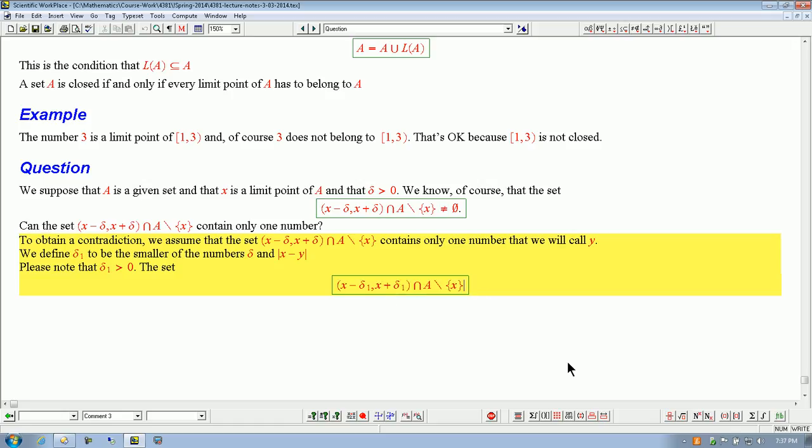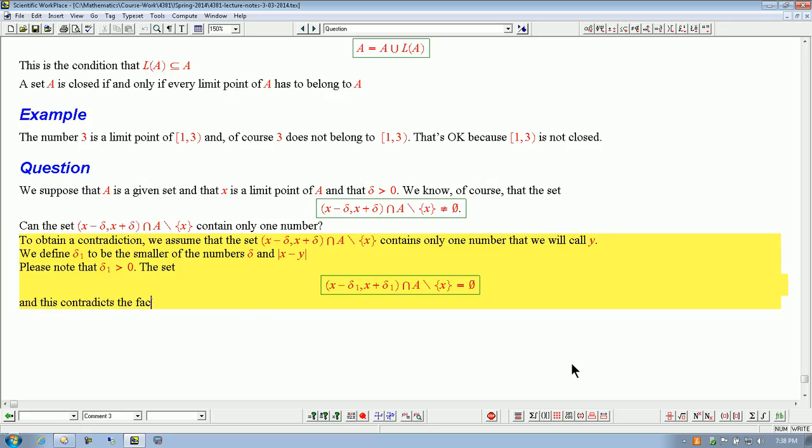So you know what that set is. There was only one number that could possibly have belonged, and it doesn't belong. So therefore it's the empty set. And this contradicts the fact that x is a limit point of A, because I've got a positive number delta 1 and the deleted neighborhood with center x and radius delta 1 fails to intersect with A, and that contradicts.